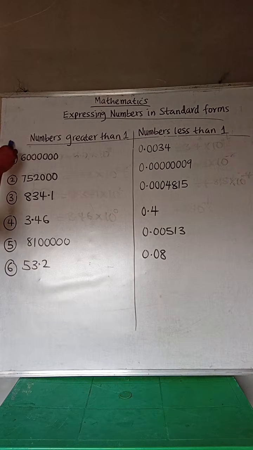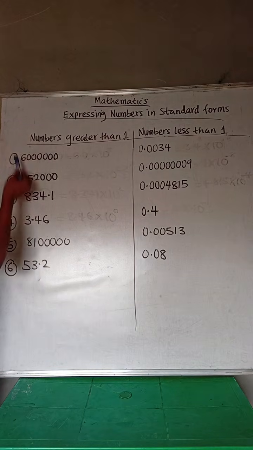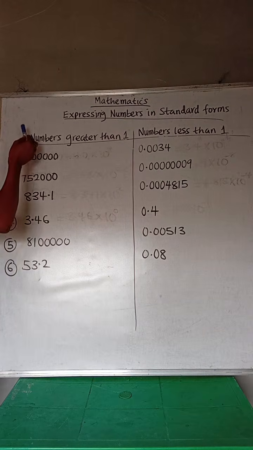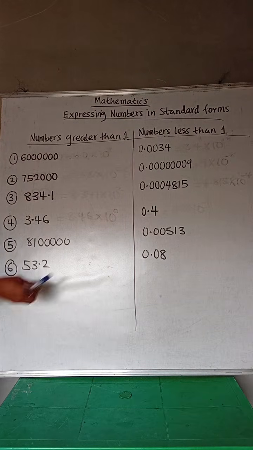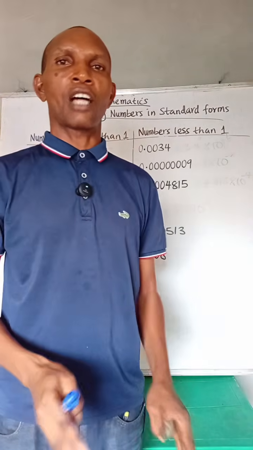But for the numbers on the left side of the table, these are numbers that are greater than 1. Their powers are going to be positive because they don't look like these ones. None of them on the left side begins with 0 and a decimal point, so they are going to take positive powers. But don't forget that it's converting ordinary forms to standard forms.